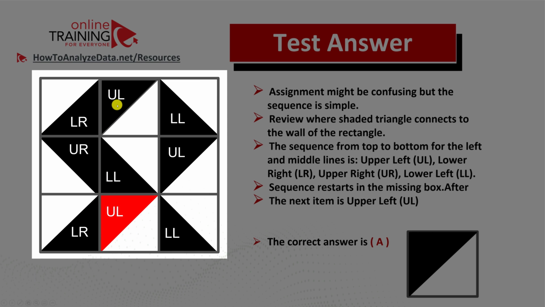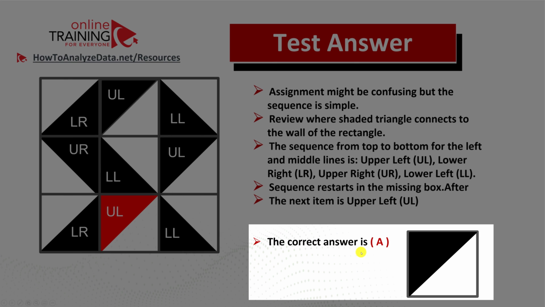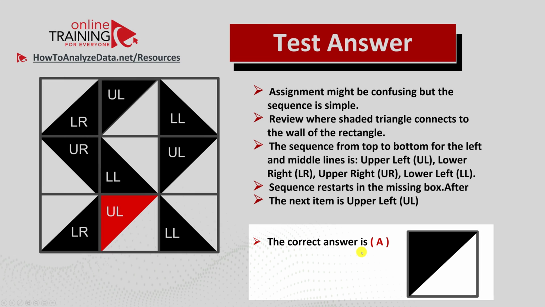And you see that the pattern here restarts. Upper left was the first item in the sequence. So the next item in the sequence would be upper left again. So the correct choice here is choice A, upper left. Hopefully you've nailed this question.